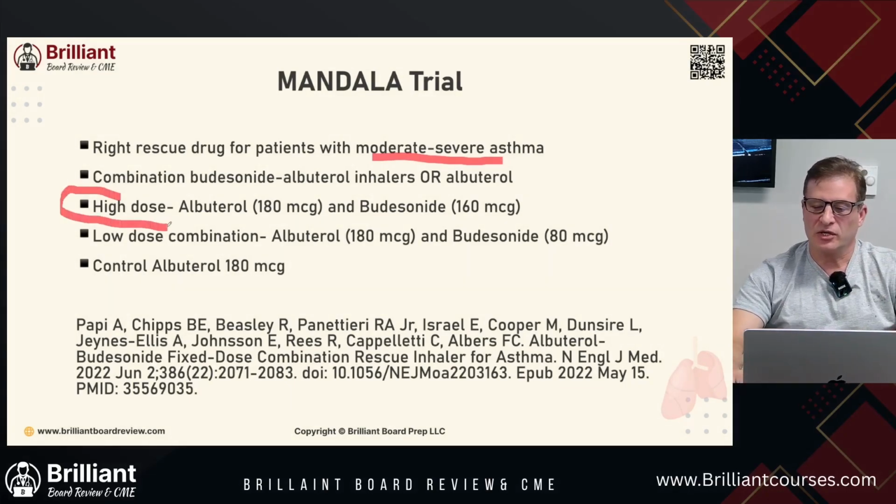This is a change in dogma. This is an important study that recently came out in 2022. This is going to change things. I know that we're in 2025, but it takes time for things to be adopted.